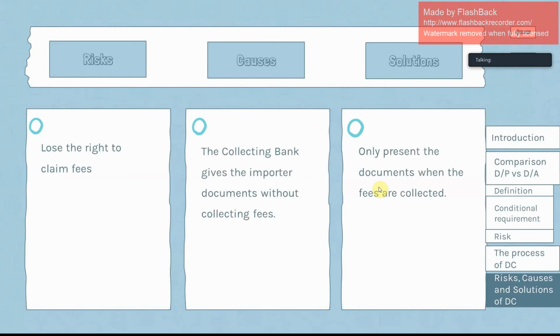and counting. The next risk is when the collecting bank gives the importer the documents without collecting fees. So they lose the right to claim fees here. And to tackle this, the collecting bank should only present the documents when all the fees are collected.